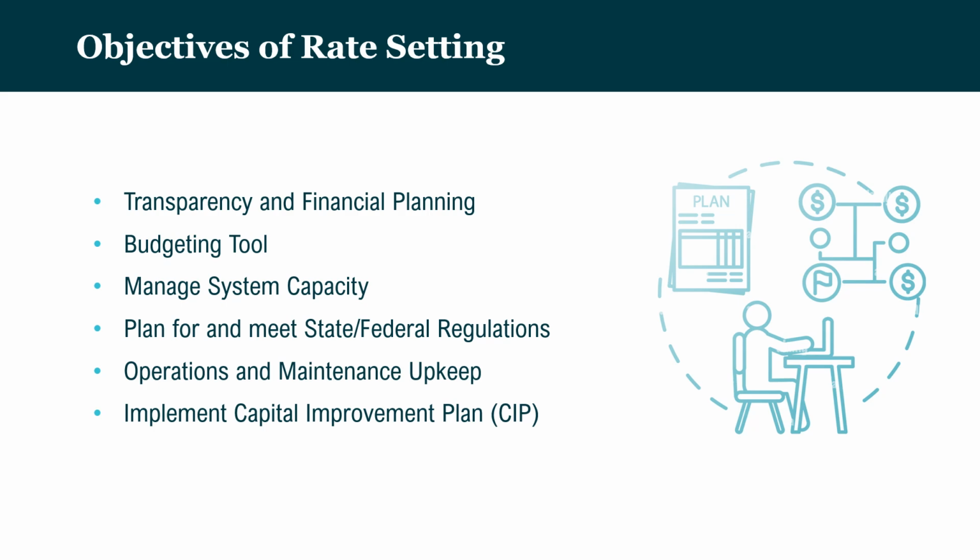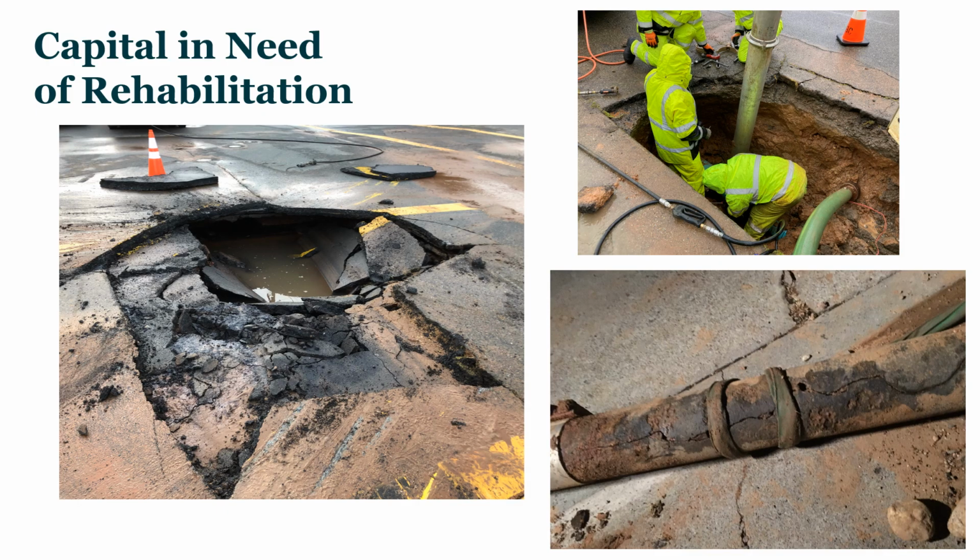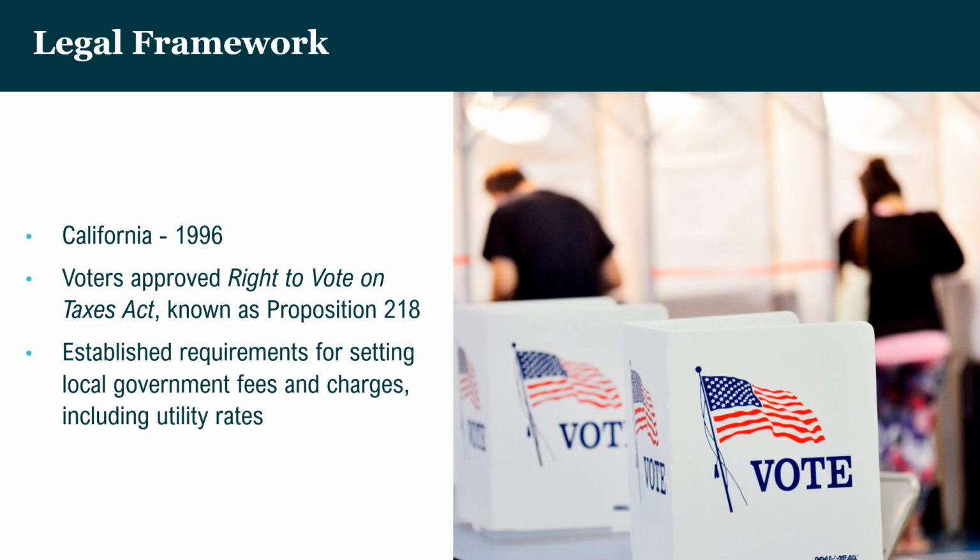known as a CIP. Over the past 10 years, inflation has risen nearly 30%, impacting the cost to operate and maintain these systems. Similar to higher costs for most consumer goods, utilities are impacted by rising costs for energy, fuel, equipment, parts, and labor. California's legal framework guides how to determine rates and charge for utility services.